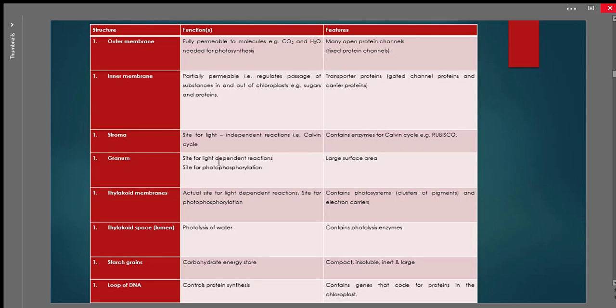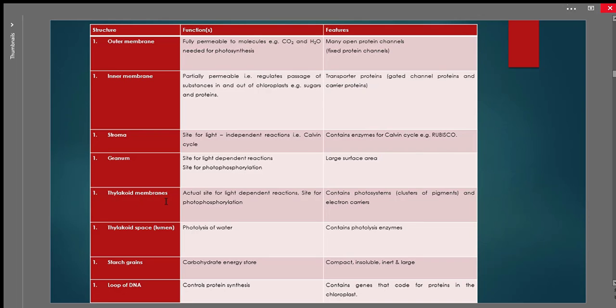Now we have the granum. This one is the site for light-dependent reactions, or the site for photophosphorylation, and it has a large surface area. What is the aim of the large surface area? This is for trapping enough light energy that will be used in splitting water molecules in the process of photolysis to release hydrogen ions that will be required in the light-independent stage. Photophosphorylation is the formation of ATP from ADP and inorganic phosphate, in the presence of energy that is lost from the electrons that are passed from one electron carrier to another in the electron transport chain.